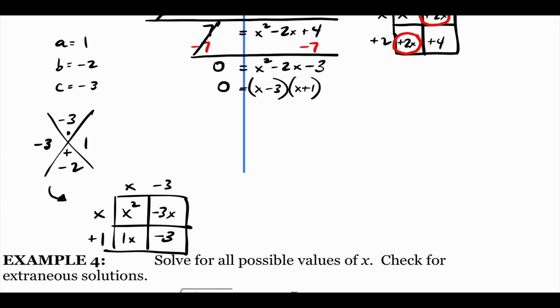Okay. So now how? I have the factored terms, x minus 3 and x plus 1. How do I get my answers? What's the last step to solve? Set them equal to 0. There you go. Yep. Set them equal to 0, just like we did last semester. You're going to get two answers.